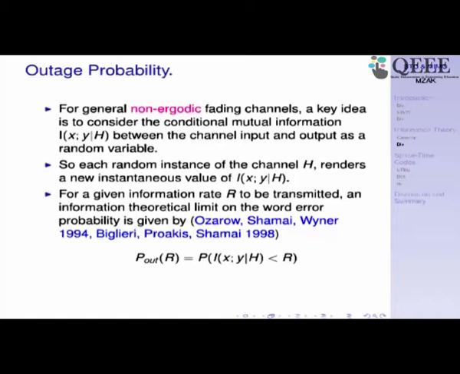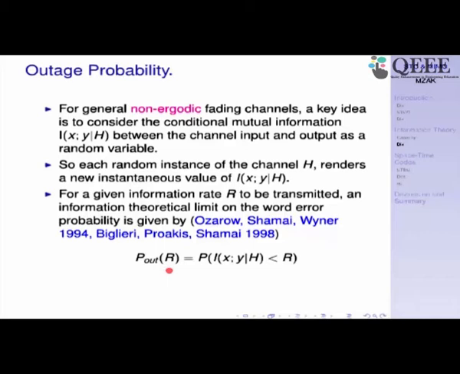It is a probability that your conditional mutual information is less than a target rate. What happens in such a case? By information theory, the rate is greater than the mutual information that is supported, so the packet is going to be in error. No matter how good a code you use, the best probability of error that you can get is going to be lower bounded by P out. So it cannot be less than P out.